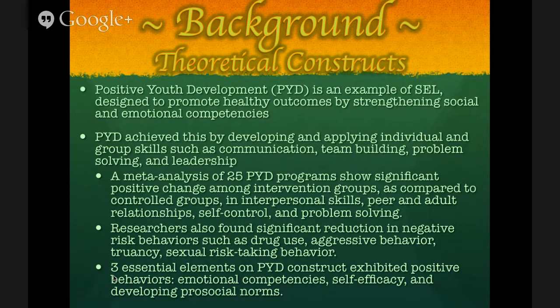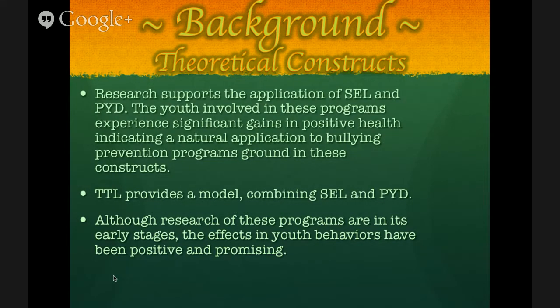Interventions include interpersonal skills, peer and adult relationships, self-control, and problem solving. Researchers also found significant reduction in negative risk behaviors such as drug use, aggression, truancy, and sexual risk-taking behavior. Three essential elements of the PYD construct exhibited positive behaviors such as emotional competency, self-efficacy, and developing pro-social norms.